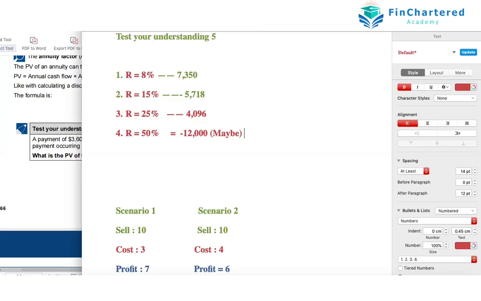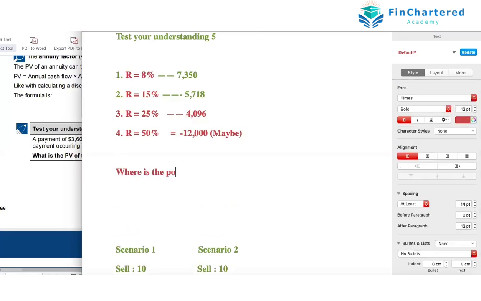Now the problem is, where is the point where neither do we make a profit nor do we make a loss? Where is the break-even point? At how much cost of capital, at what percentage of R do we neither have a positive NPV nor a negative NPV? At what percentage of R do we have a net present value of 0? Now, this is a very interesting question.